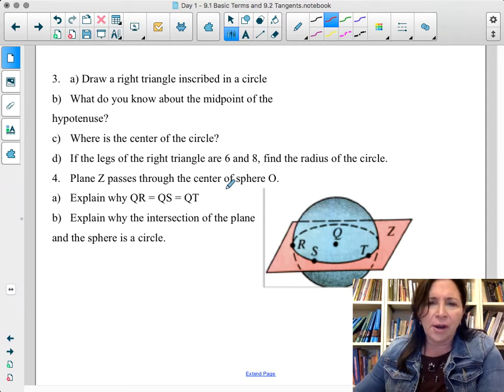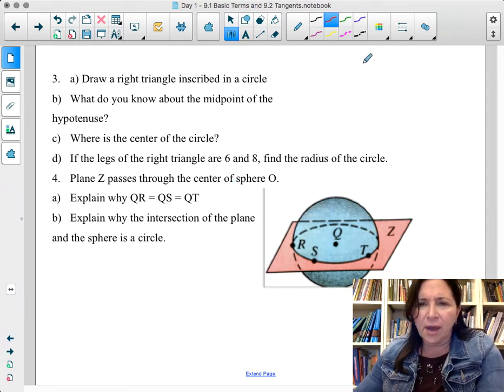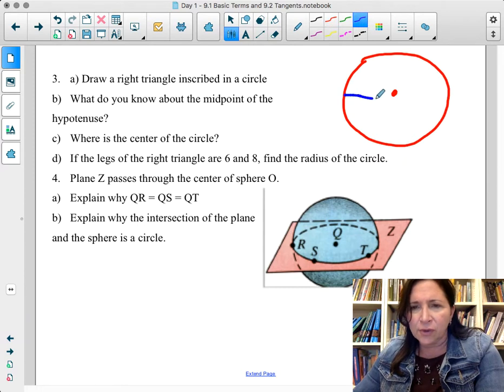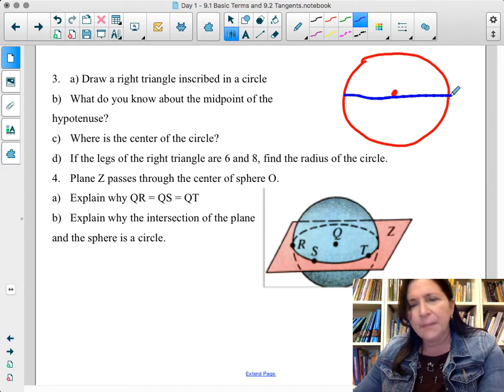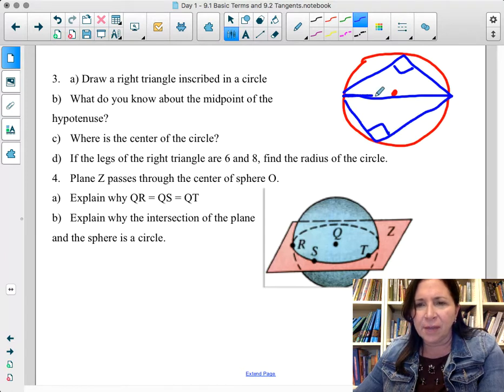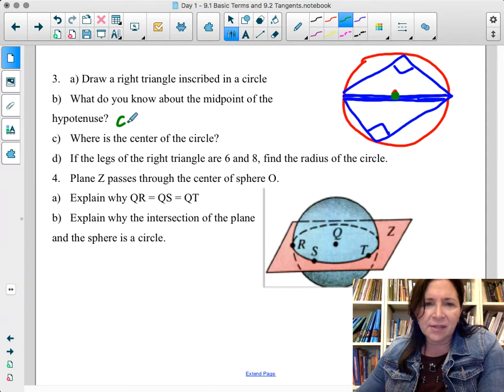So drawing a right triangle inscribed in a circle. So if you have a circle, okay, the only way to draw a right triangle in a circle is that it has to go through the center. And that's your diameter. So any of these right here would work. You could write it like that. You could write it like this, but it has to go through the center. The diameter is what we call your hypotenuse, okay? And then what do you know about the midpoint of the hypotenuse? Well, the midpoint of the hypotenuse is the center of the circle. That's the center of the circle.